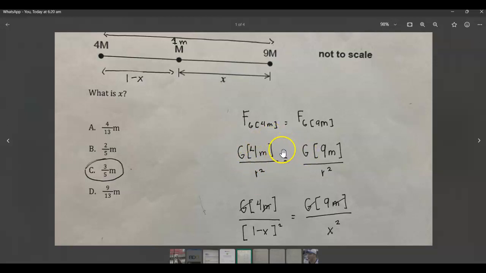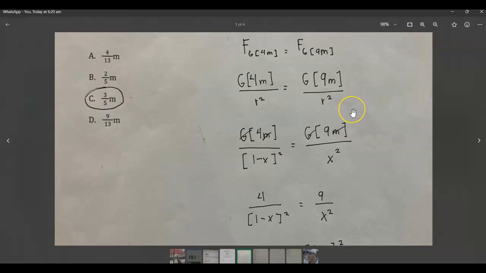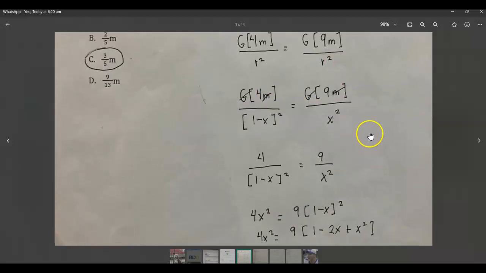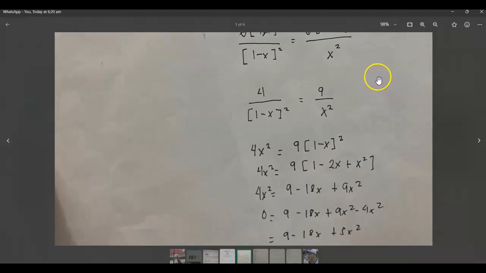As you can see, we did not include the mass of the second mass here because they will cancel out. So to simplify it, we do not put it in here. We simply know that we have canceled these masses. So G 4m over r squared is equal to G times 9m over r squared. Now we cancel the like terms. So like terms is G and m. After that, it will leave you with 4 over (1 minus x) squared is equal to 9 over x squared. We cross multiply, so this results to 4x squared is equal to 9 times (1 minus x) squared.